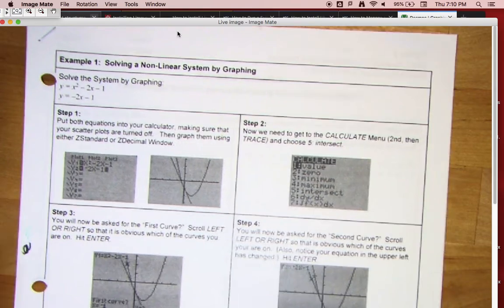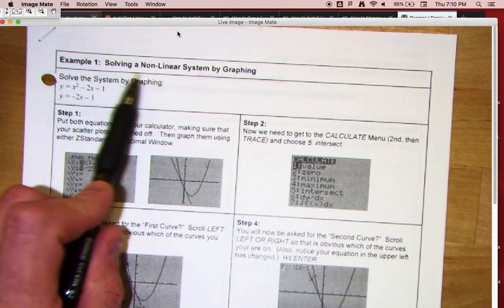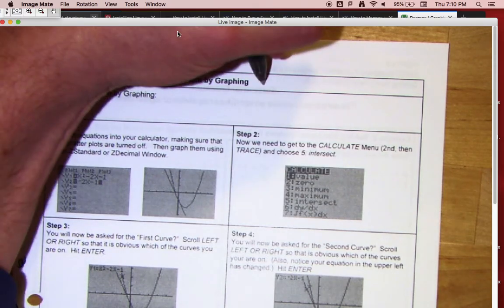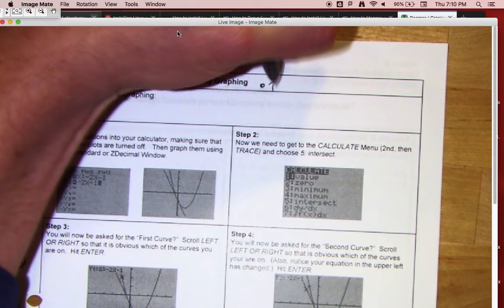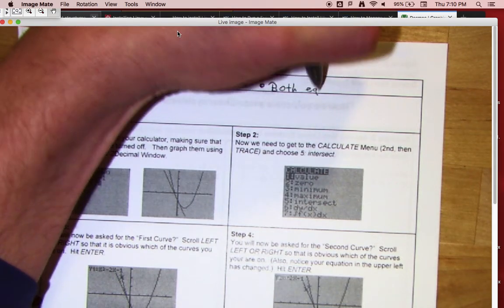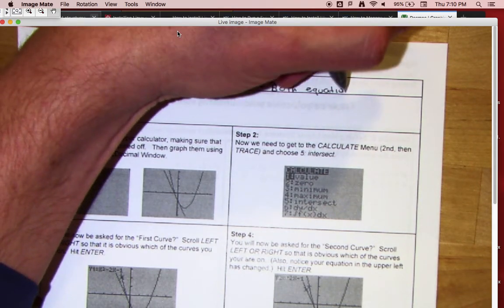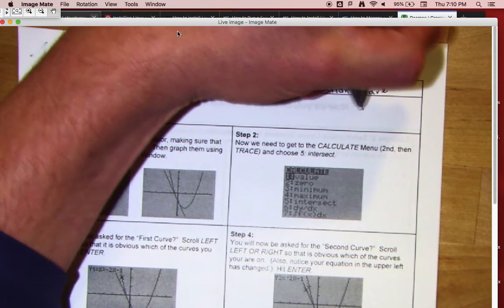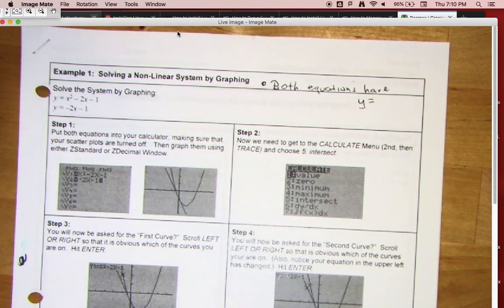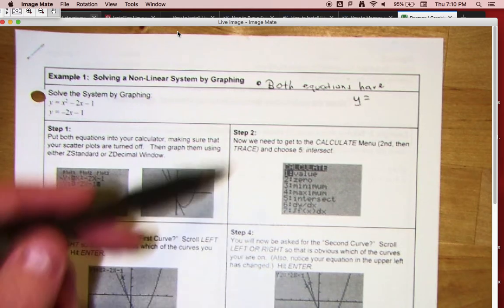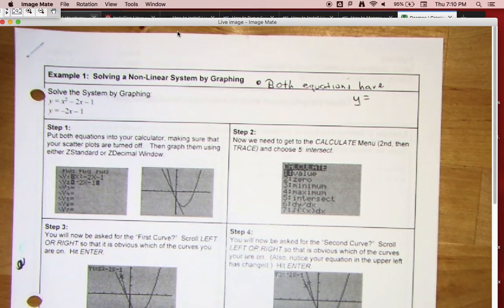So first one's first, solving a nonlinear system by graphing. Essentially, you use this method when both equations equal y. So let me write that down, both equations have y equals on them. If you want to do it by a graphing calculator, here are the 6 steps to do it, but we're going to do it by Desmos.